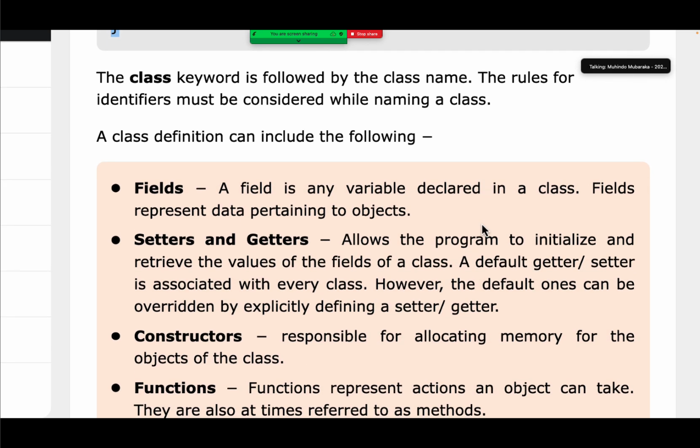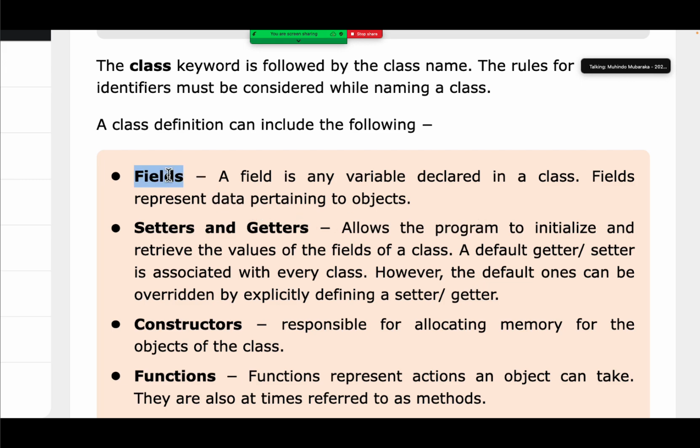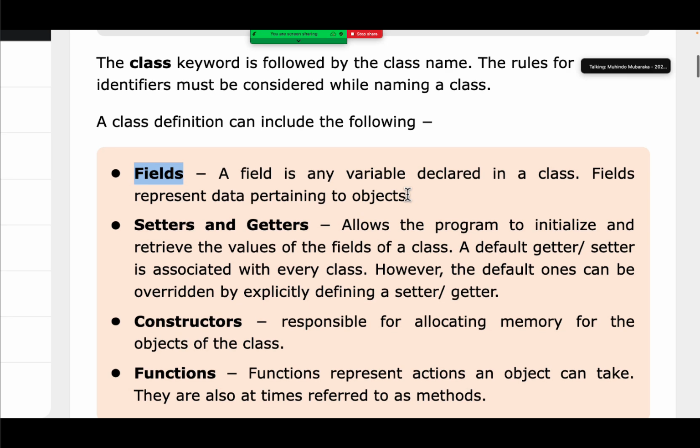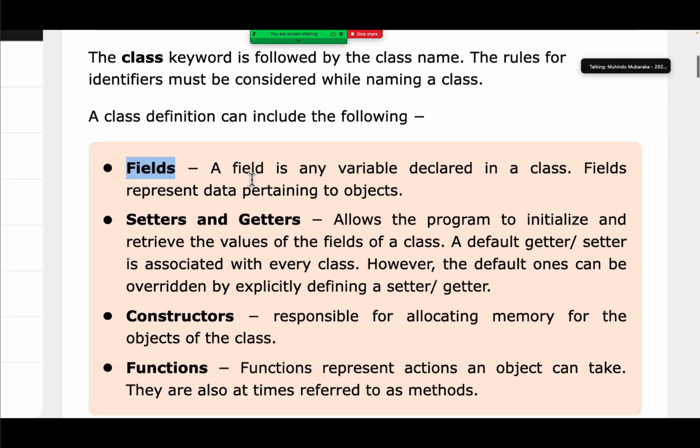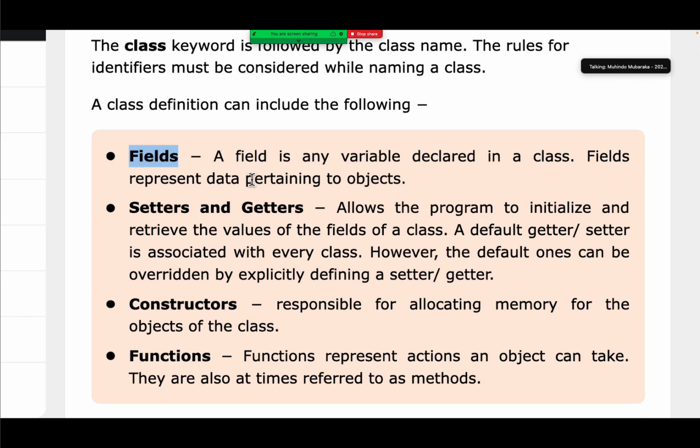So a class definition can include the following: fields. Sometimes we call them properties. These are variables that you declare within the class. If you say I'm defining a class of a subject, maybe you're creating a school management system, a subject should have a name, a teacher, a pass mark, and whether it is optional or not. So that subject name is what we call a field or property.